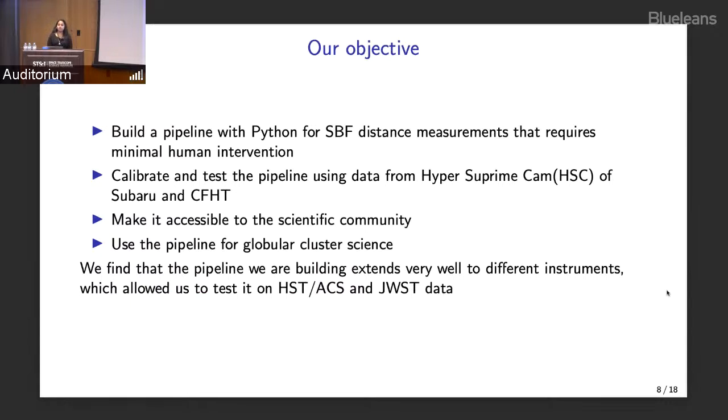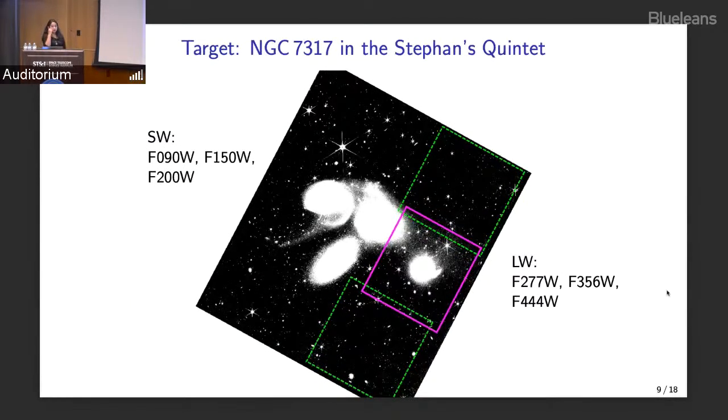What we found in the process of doing this work is that the pipeline we have built extends very well to other instruments that we were not expecting it to. One example I showed you in the previous slide was the HST data, but we've also used it on JWST data, which is something that I will show you a little bit now. So here's our favorite Stephan's Quintet that we know and love. We've picked one galaxy, NGC 7317, in that frame, which is right there in the magenta box.